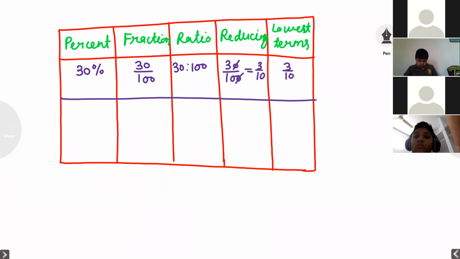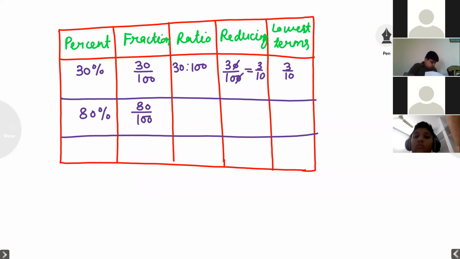One more example I'm writing. 80%. I want to write 80% into fraction. 80 out of 100. I want to write the ratio form. 80 is to 100. I want to reduce 80 by 100. 10 10 cancel. 8 by 10. Again we can simplify. 2 4s are 8, 2 5s are 10. 4 by 5.